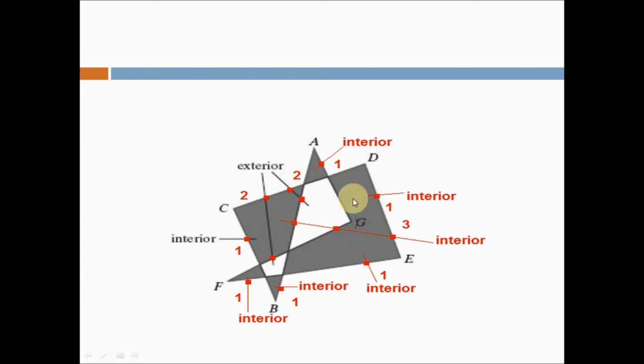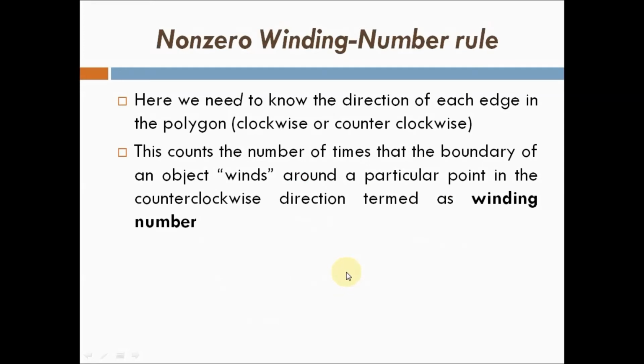Next, now I will explain the non-zero winding number rule. Now in the first rule, you know how to find the interior of the polygon and how to find the exterior of the polygon. In the same way, in this rule also you will learn how to find the interior region of a polygon and how to find the exterior region of a polygon.